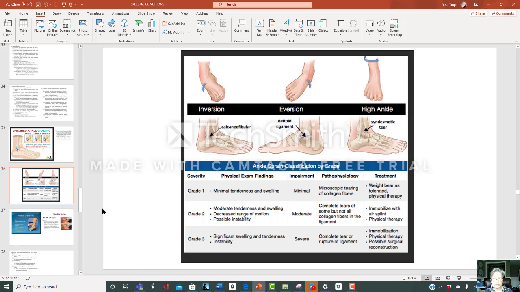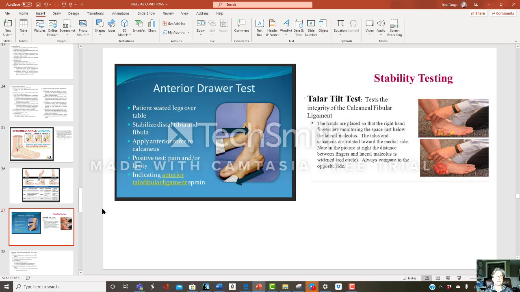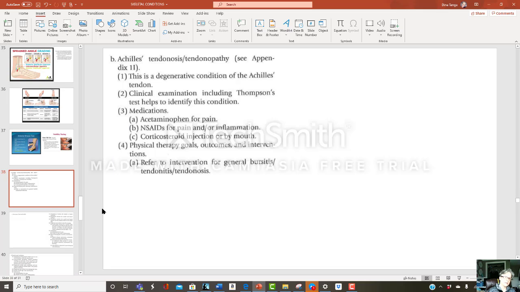So grade 1, you're going to have minimal tenderness and swelling. Grade 2, moderate tenderness and swelling, decreased range of motion, possible instability. Grade 3, significant swelling and tenderness and instability. The two tests are the anterior drawer and the Talar tilt test. Anterior drawer and the Talar tilt test.